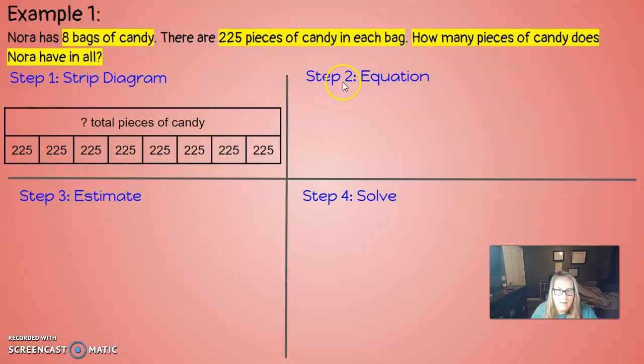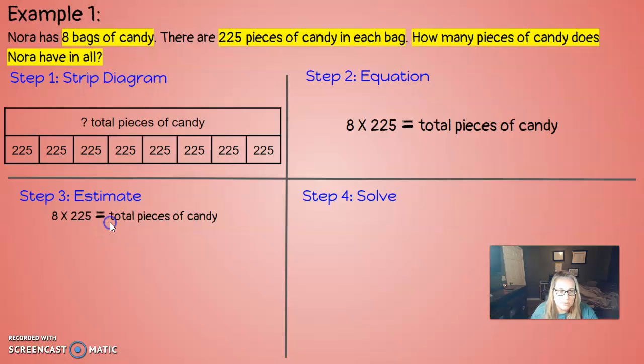So now I have to write my equation. If I look at this, there are a couple of things I could do to solve it. I'm going to use multiplication to help me. So I'm going to say 8 groups of 225 equals the total pieces of candy. After I've done my equation, I'm going to do an estimate. I'm going to see what my answer is going to be close to. So I'm going to try to solve for 8 times 225.